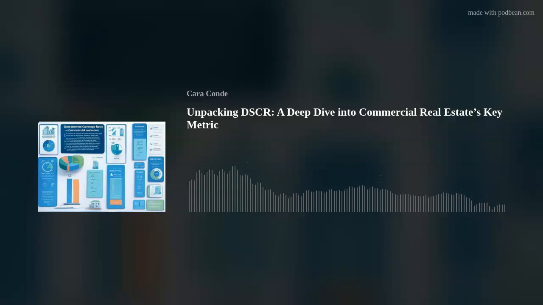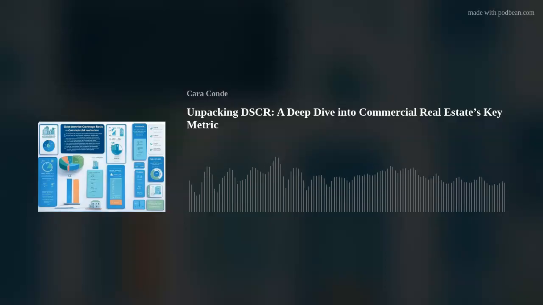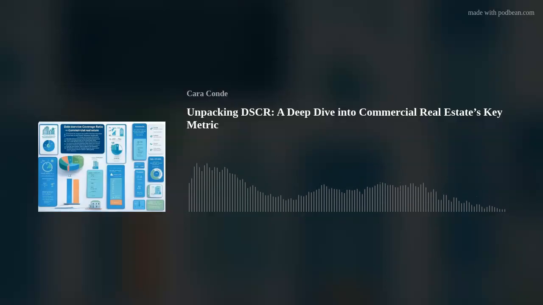What about a DSCR that's just barely above 1, like in that 1.0 to 1.19 range? Cara Conde calls that barely scraping by. So let's say you have a DSCR of 1.1. That means there's a tiny margin of income after debt payments. But even a small unexpected expense, like a repair, could wipe that out and put the property in the red. There's no wiggle room. So that also sounds pretty risky.